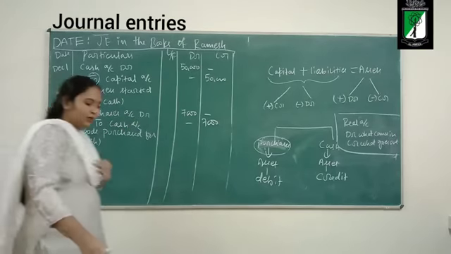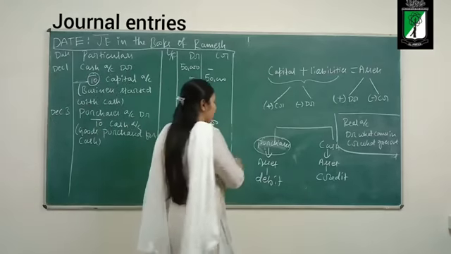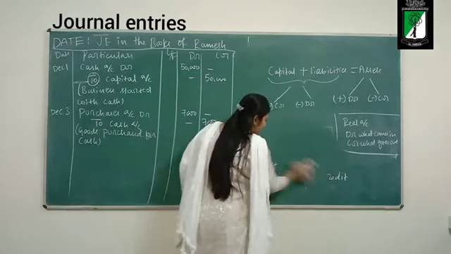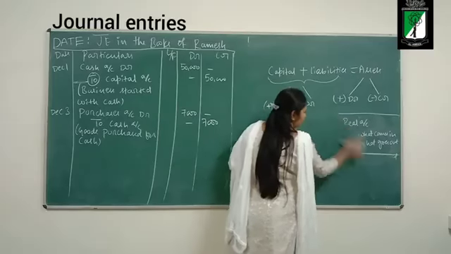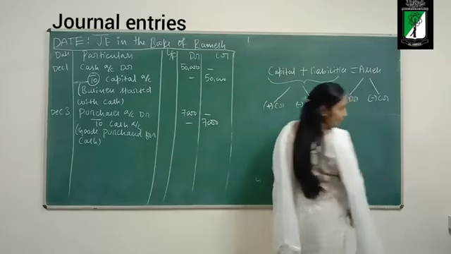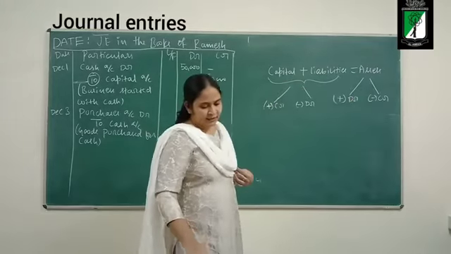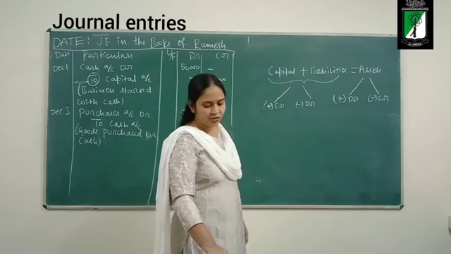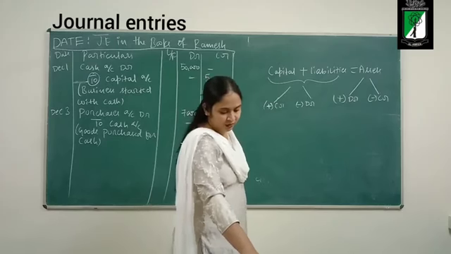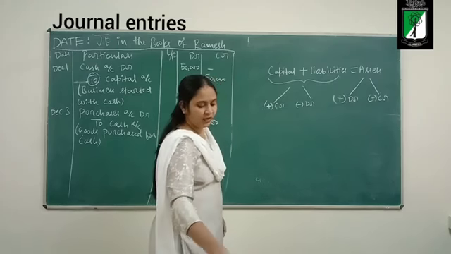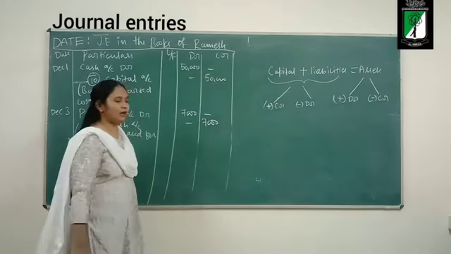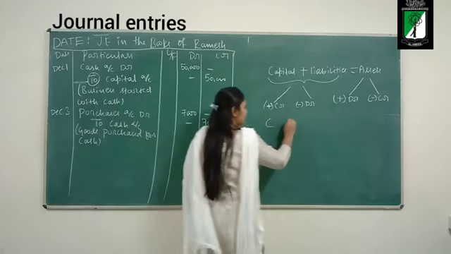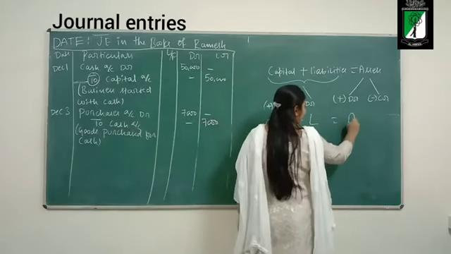Okay, now moving on to the third transaction. It is December 5th. Sold goods for cash rupees 5,000. Now the business is selling goods for cash.